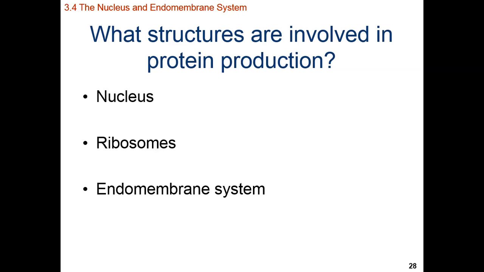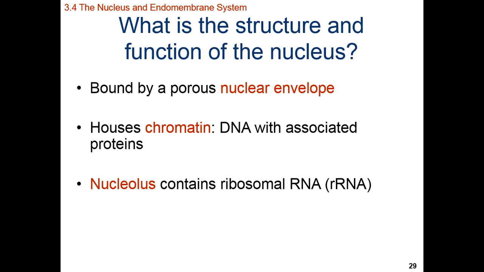Firstly, we're going to focus on the endomembrane system. Our endomembrane system is a series of interlinked organelles that all function to make proteins that are preferentially going to be secreted from the cell. Some of these structures include the nucleus, the ribosomes, and our endomembrane system itself. So, first, let's talk about our nucleus.